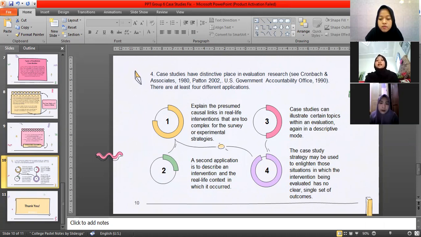And the last is the case study strategy may be used to enlighten those situations in which the intervention being evaluated has no clear single set of outcomes. In whichever application, the program sponsor rather than the research investigator alone may have the prominent role in defining the evaluation questions and data categories.